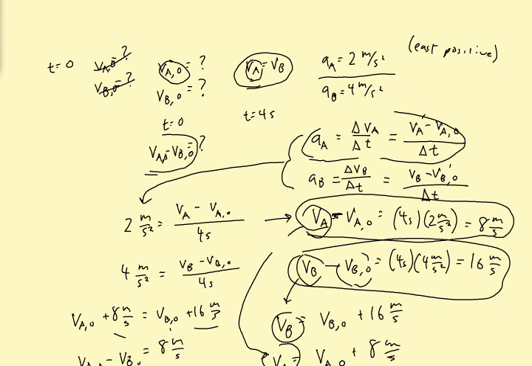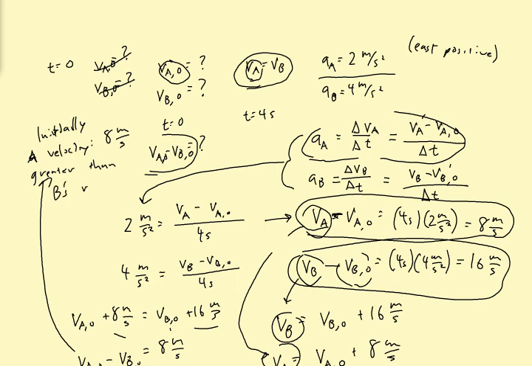So I'm just going to write the answers up here. Initially, A's velocity was 8 meters per second greater than B's velocity, and that is the answer to our problem.